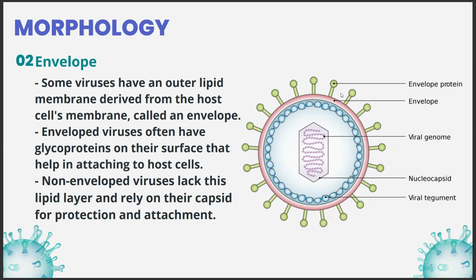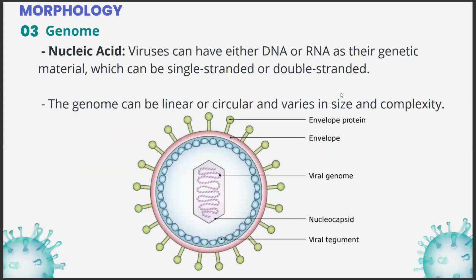It has envelope protein, then envelope, inside viral genome, then nucleocapsid, then viral tegument. Third is genome. Genome, nucleic acid, viruses can have either DNA or RNA as their genetic material, which can be single-stranded or double-stranded. The genome can be linear or circular and varies in size and complexity.